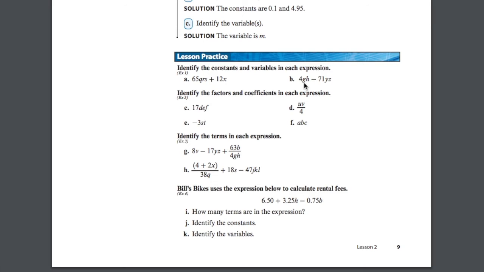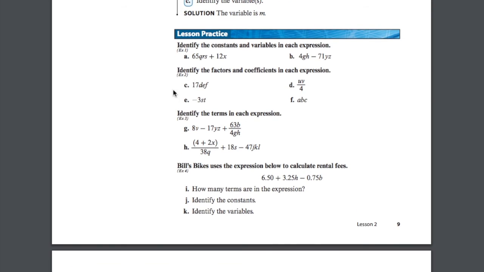We know that because they're next to each other, these are considered factors. This would be a coefficient, but that's the next example problem. Constants in this case, again, are the numbers, 71. Variables: G, H, Y, Z. In example 2's practice problems here, let's identify the factors and coefficients in each expression. The factors are what are being multiplied together. Coefficients are going to be the numbers that are going to show up in that set or in that sequence.